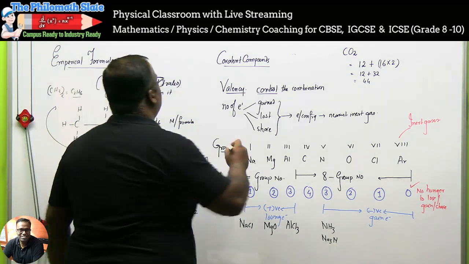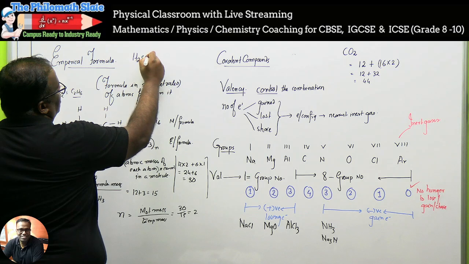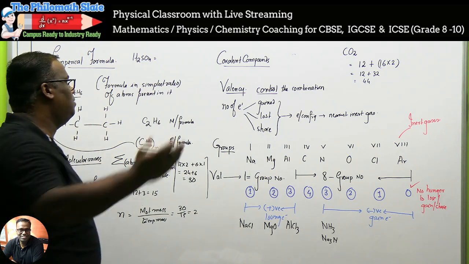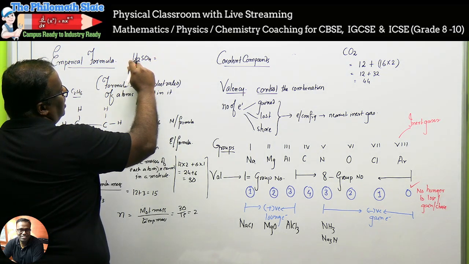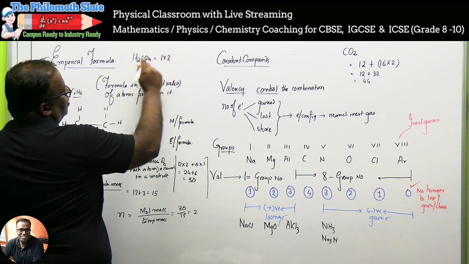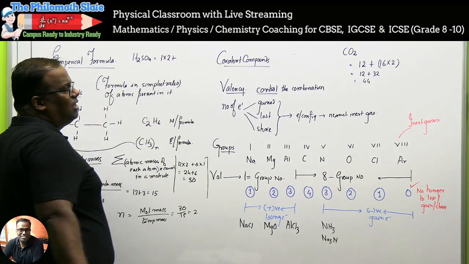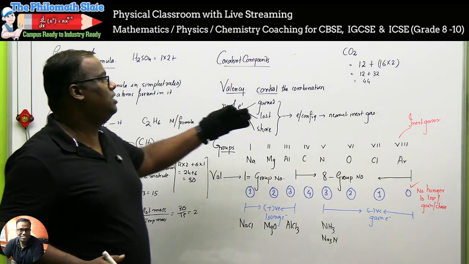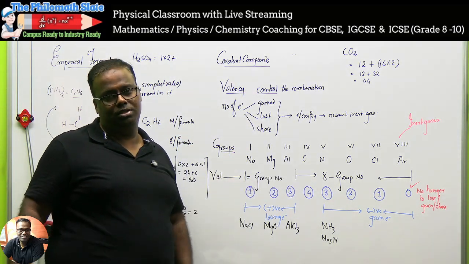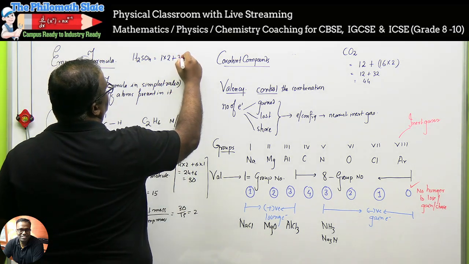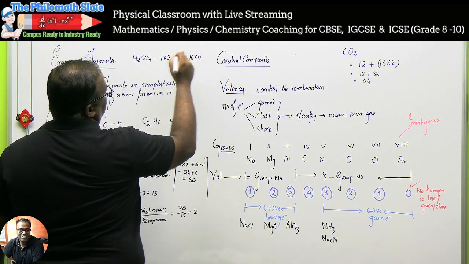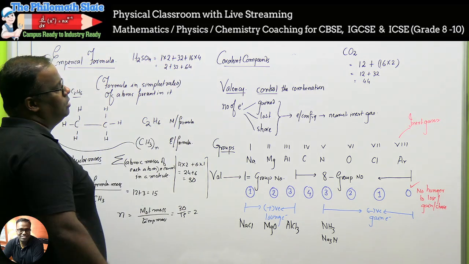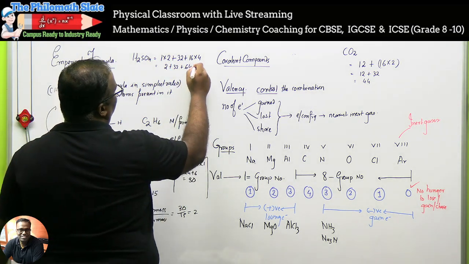Can you calculate for me the molecular mass of sulfuric acid, H2SO4? Whatever molecular mass you don't know, I'll help you. Tell me for hydrogen first: 1 into 2. Then sulfur. Oxygen is 16, and sulfur is below oxygen, so sulfur is 32. Then oxygen is 16 multiplied by 4 times. So this is 2 plus 32 plus 64, which is 98.